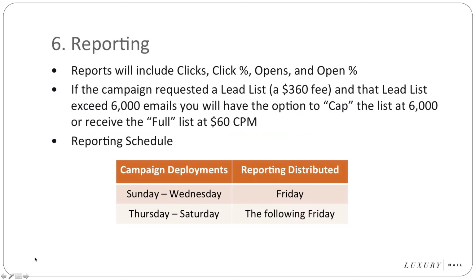And the sixth piece of a campaign process is going to be more at the conclusion of a campaign. And this is when you'll receive your reporting. For luxury mail, it includes your clicks, click percentages, opens, and open percentages, as well as your impressions. If the campaign has requested a lead list, which incurs that $360 wholesale cost fee, which is now included in the new restructured luxury mail system.